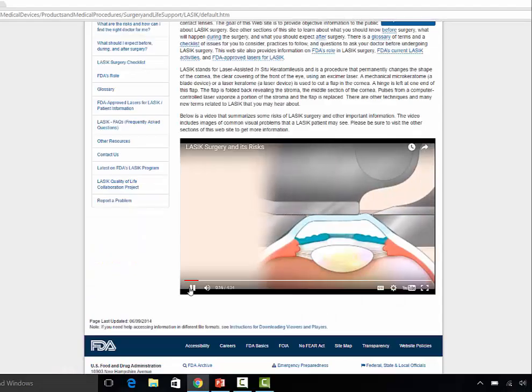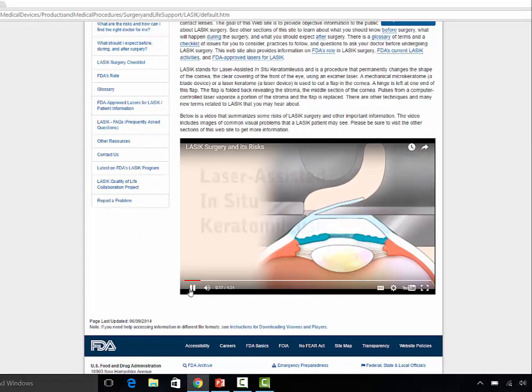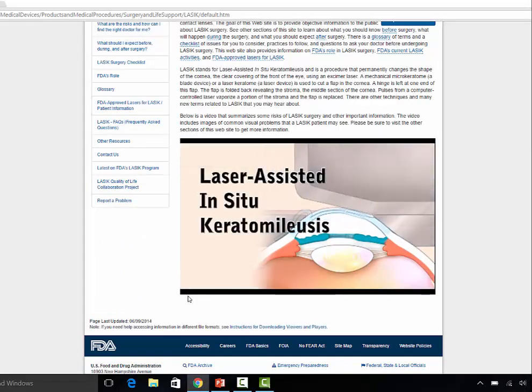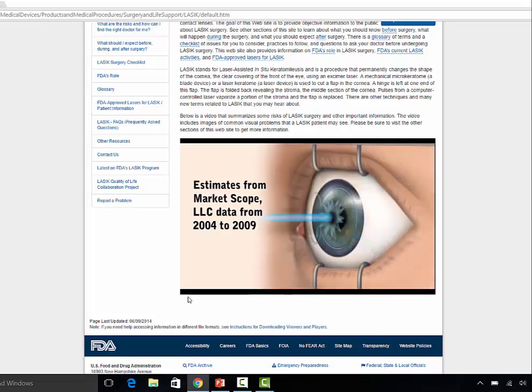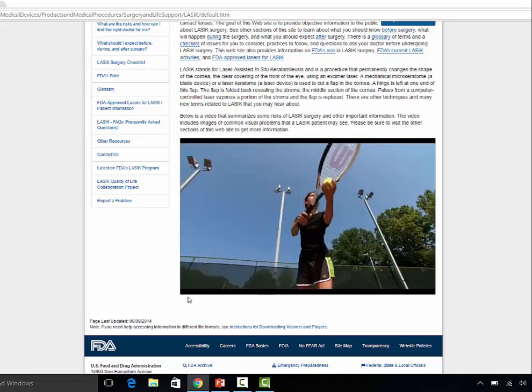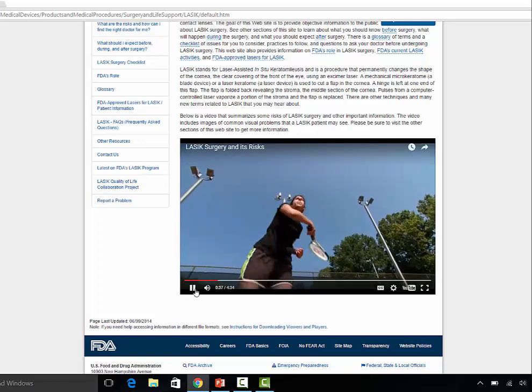That have made leaps and bounds in the last decade, laser-assisted in situ keratomileusis, or LASIK surgery, is among the most commonly performed. It is estimated that more than 600,000 LASIK surgeries are performed each year in the U.S. alone for the treatment of nearsightedness, farsightedness, and astigmatism. Most LASIK patients report being satisfied with the results of.